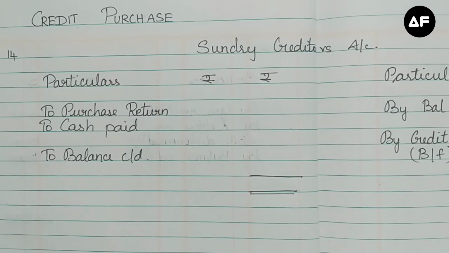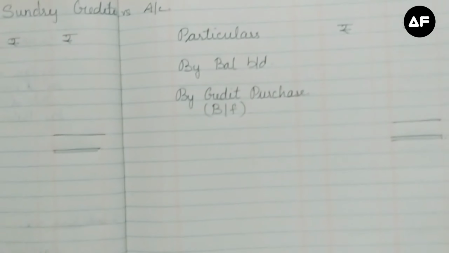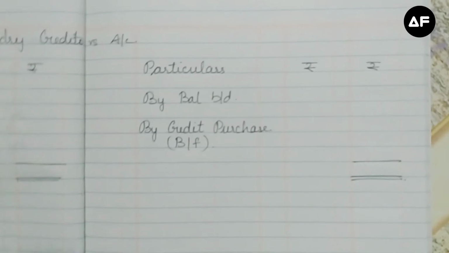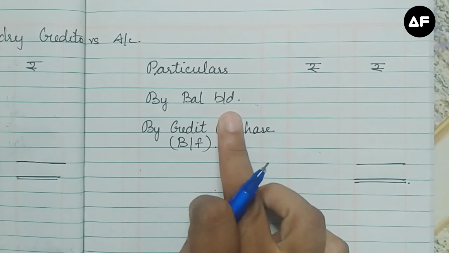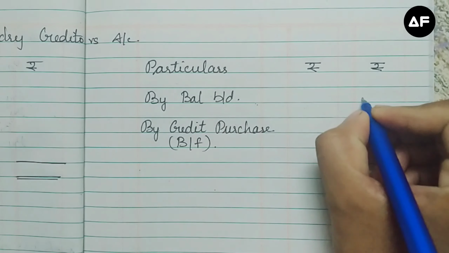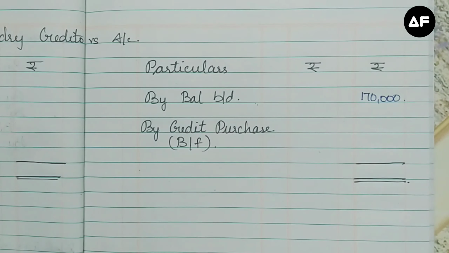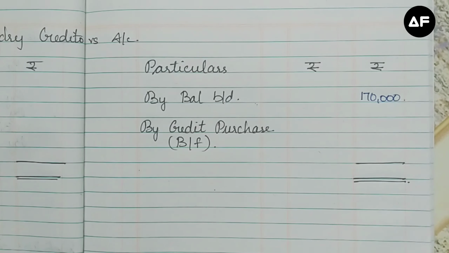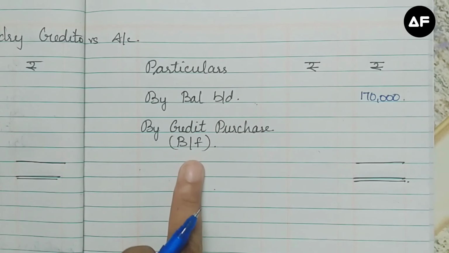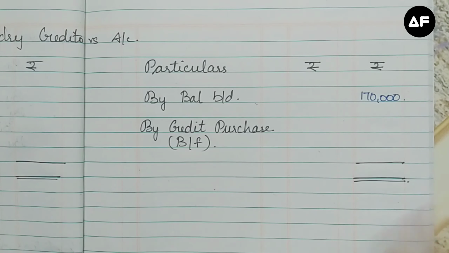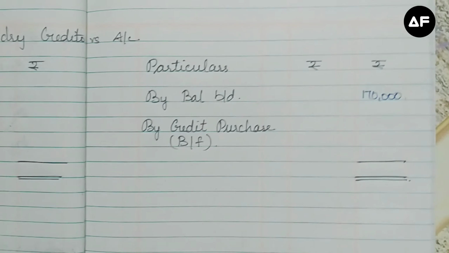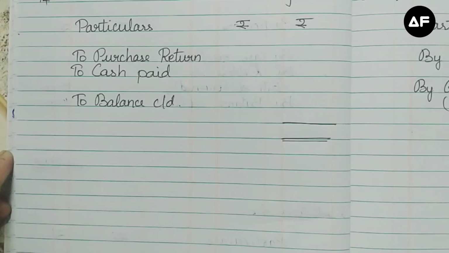The first item given there is opening creditors. So opening creditors always goes to the credit side. So on the credit side, by balance brought down, opening creditors, that is 1,70,000. Next is purchase return. Other than that, I do not have any other item which relates. I do not have any dishonor in the sum. So it is only the credit purchase. So I can move on to the debit side of the creditors account.